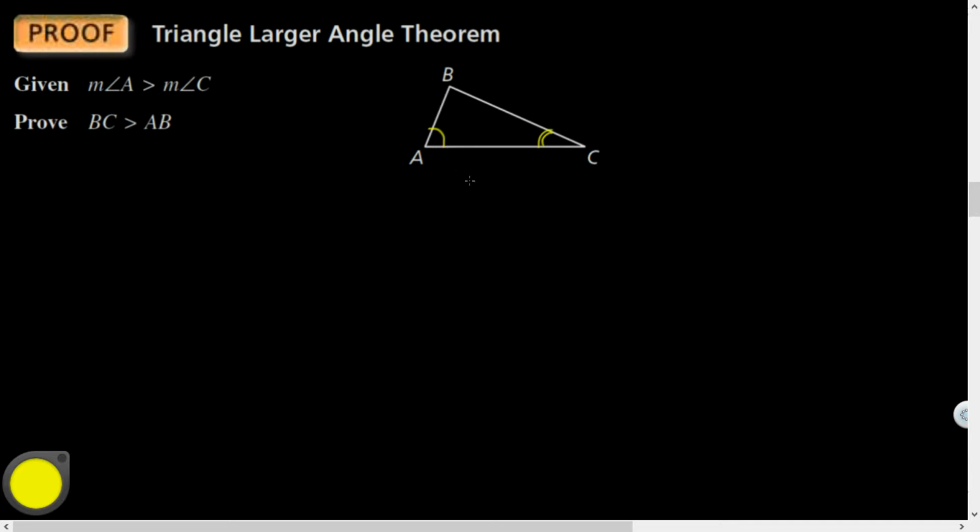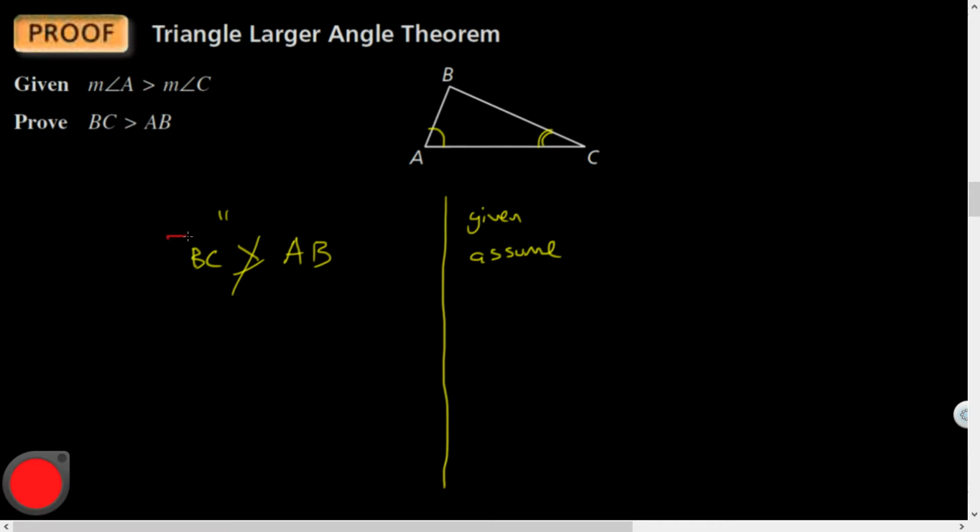So if angle A is bigger than angle C, we're trying to prove that BC is bigger than AB. We're going to do a proof by contradiction. So the givens we've got. And we're going to do a proof by contradiction. Let's assume, so this is going to be an assumption, that BC is not bigger than AB. That's the not greater than sign. That's what we're assuming. I don't believe this is true, but we're pretending, guys.